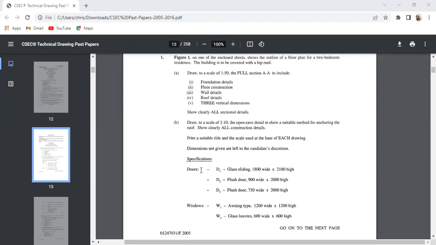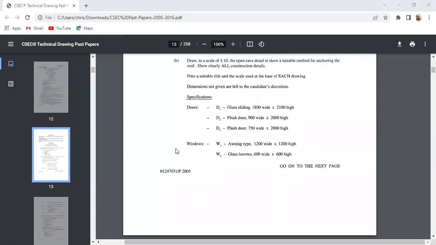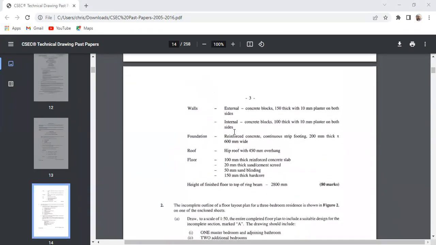These are some specifications, and these are very, very important. The specification is basically a guideline. So for this particular drawing, door one should be a glass sliding door, 1800 by 2100. Door two should be a flush door, 900 wide by 2000 high. Awning type windows. External wall should be 150 millimeters with 10 millimeters plaster on both sides. Internal walls should be 100 millimeters thick with plaster on both sides as well.